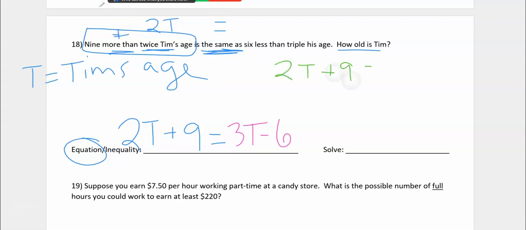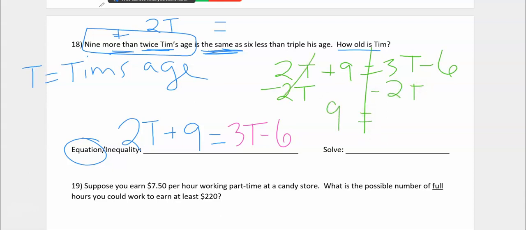2t plus 9 equals 3t minus 6. I'm going to subtract 2t. 9 equals, that's just 1t, so let me just put t, and I'm going to write the 1. And then I'm going to add the 6 over.